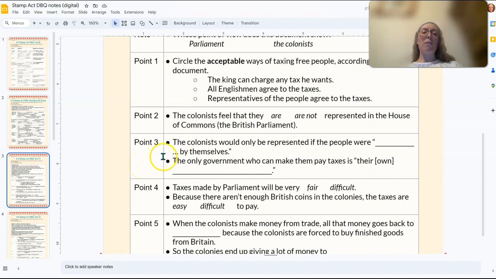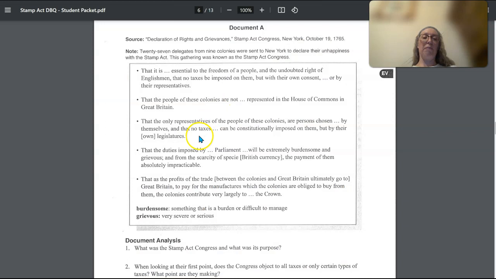The colonists would only be represented if the people were something. And I have quotation marks around here, which means this comes directly from the text. And there's another quote down here. So we're looking for 2 quotes. On point 3. That the only representatives of the people of these colonies are persons chosen by themselves, and that no taxes can be constitutionally imposed on them, but by their own legislatures.